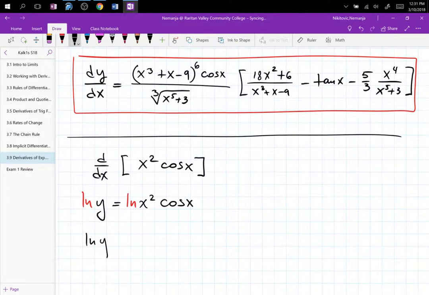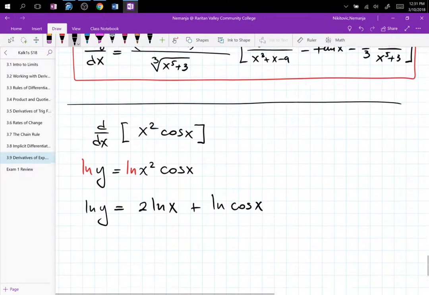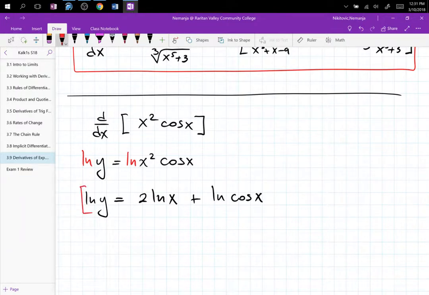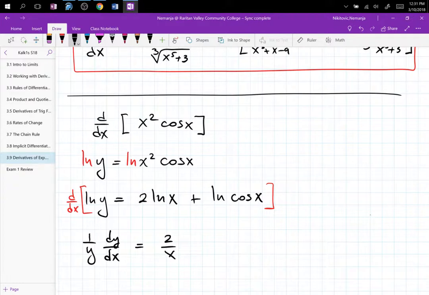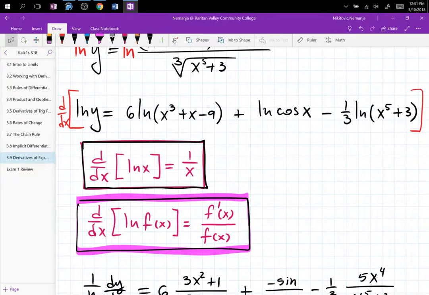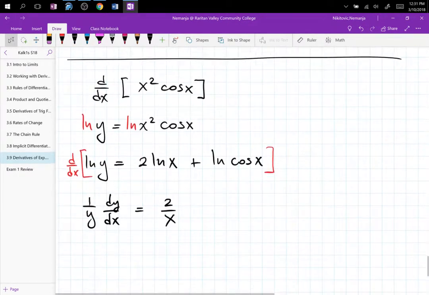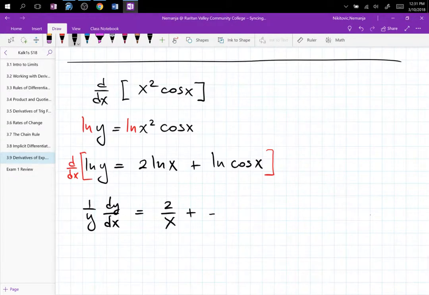Then we have ln y is equal to the expansion: 2 ln x plus ln cosine x. Then we apply implicit derivative everywhere. The left hand side is always 1 over y dy dx, and the right hand side is 2 over x. We know that the derivative of ln x is 1 over x. We learned that. Plus, copy the denominator cosine x, the derivative on top, sine x.